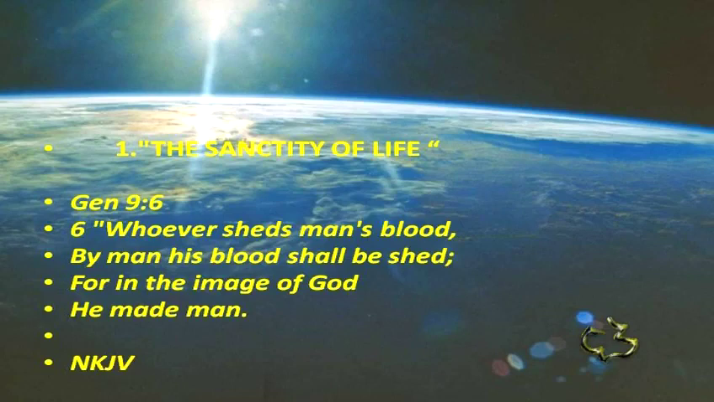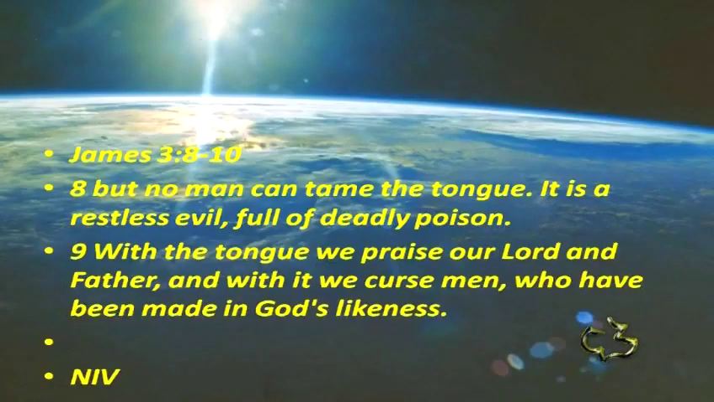Genesis 9:6 says, "Whoever sheds man's blood, by man his blood shall be shed, for in the image of God he made him." Why should there be punishment? Why is murder always wrong? It is because we are made in the image of God. Again, the Apostle James understood this, and he says in James 3:8, "But no man can tame the tongue. It is a restless evil full of deadly poison. With the tongue we praise our Lord and Father, and with it we curse men who have been made in God's likeness."